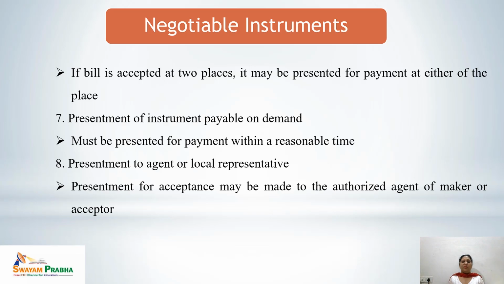And if the bill is accepted at two places, it must be presented for payment at either of the places. That means if the party to the bill of exchange has the option of two places for the presentment of the bill, then any place out of the two can be considered a valid place for the presentment for acceptance.